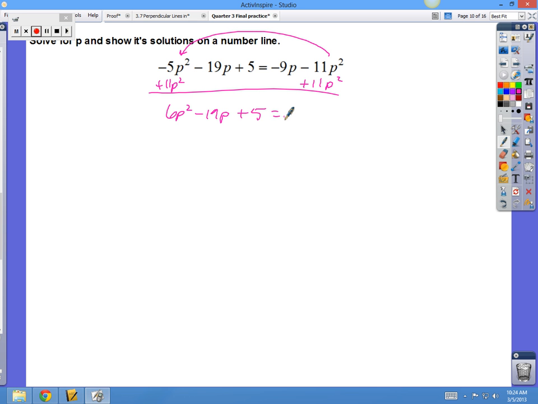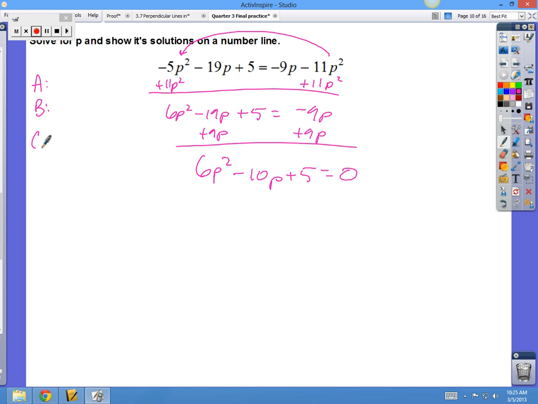On the right, I got a negative 9p. So plus 9p, plus 9p. And I've got 6p squared minus 10p plus 5. On the right, I got 0, which is what I want. I want nothing on that side. Okay, I'm not going to try and factor it. So I'm just going to go straight to the quadratic formula, ABC. A is 6, B is negative 10, C is 5.